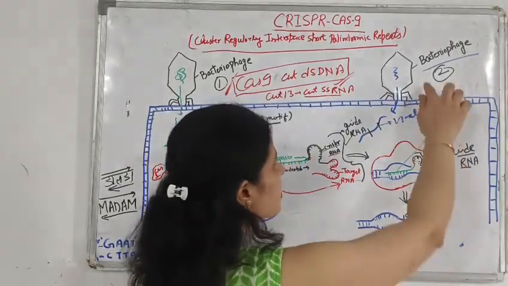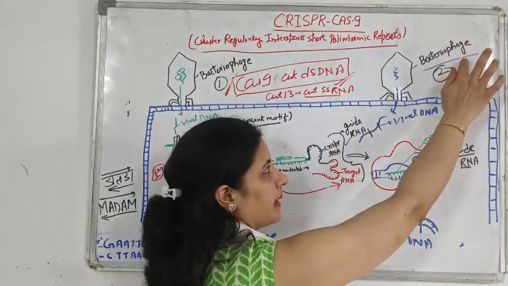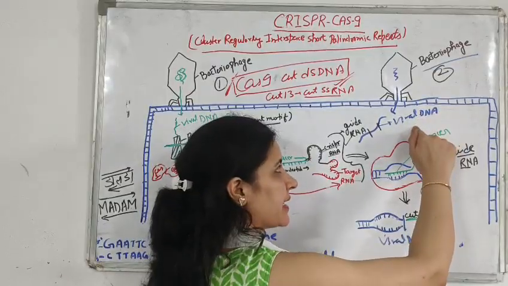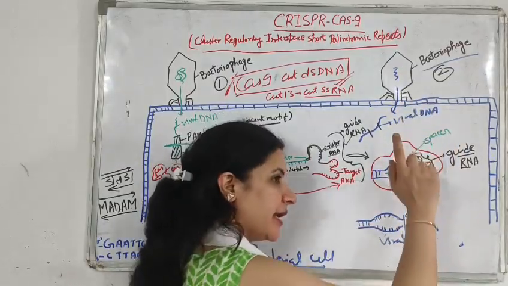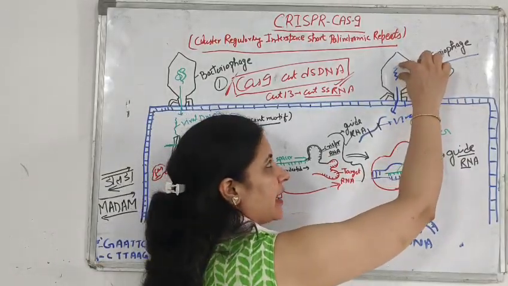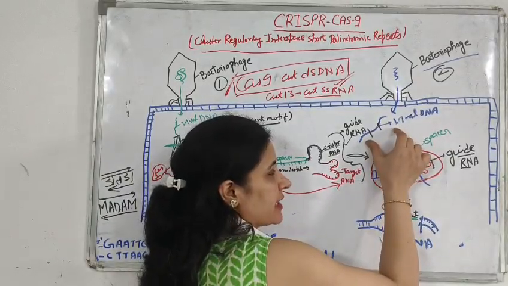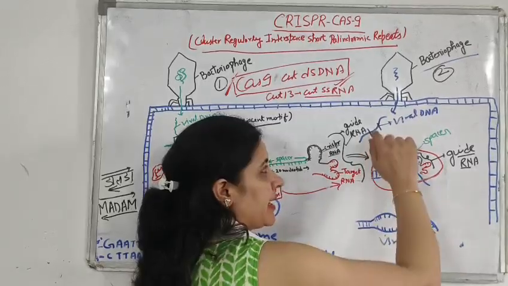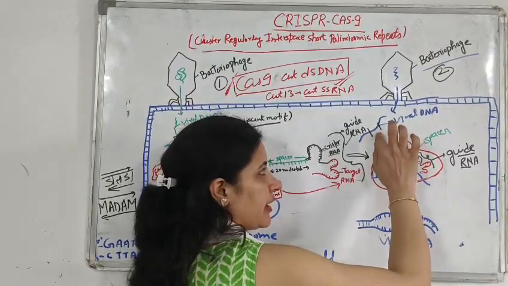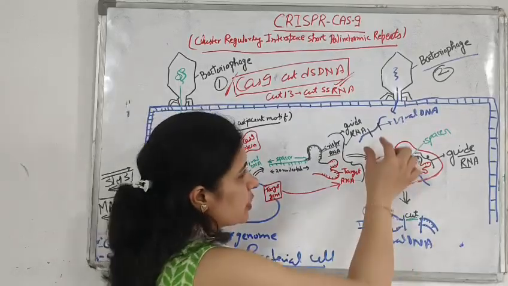Now suppose this is the virus which will infect the bacteria, and the virus which infects the bacteria is known as a bacteriophage. When this bacteriophage infects this bacterial cell, it will leave its genetic material inside the bacterial cell. This bacteriophage consists of DNA, and it will leave its DNA inside. As soon as it leaves its genetic material, the bacteria immediately recognize it as a foreign material that we have to kill. So what will happen?